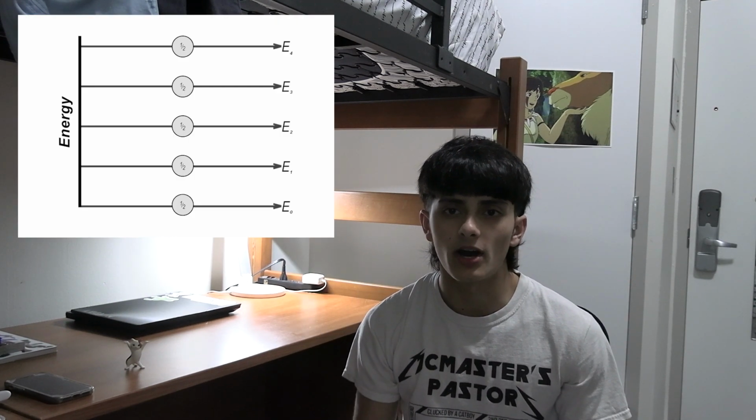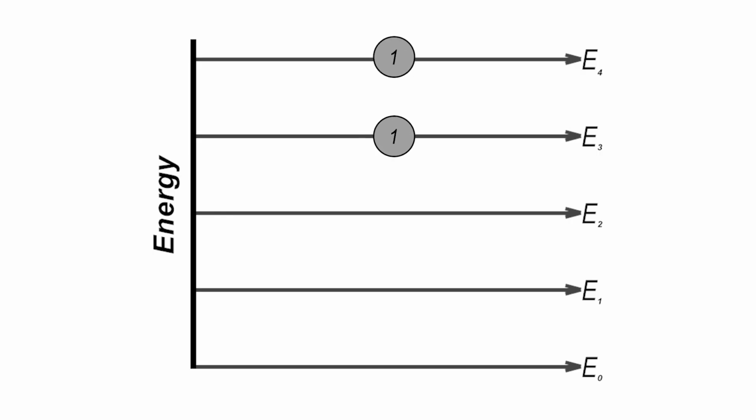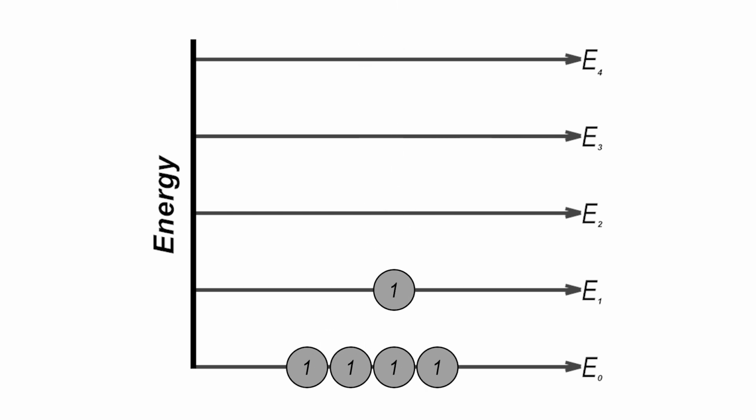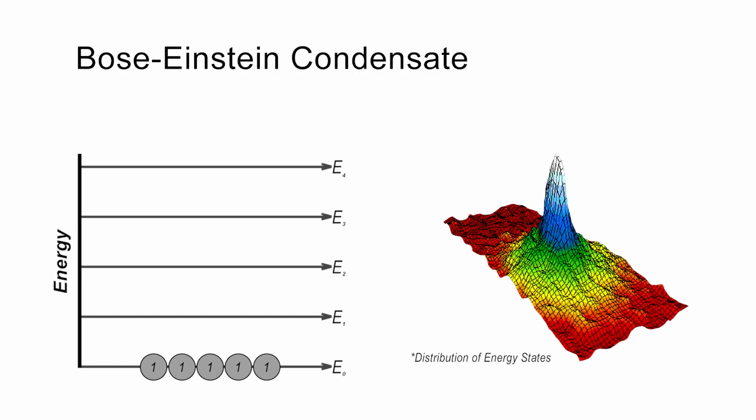So we established that fermions fill in the energy states from the bottom up because of the Pauli exclusion principle, but bosons don't have the same limitation. That means that instead of filling from the bottom up, they can all exist at the lowest possible energy state simultaneously. When bosons are concentrated like this, we unlock the fifth state of matter, Bose-Einstein condensate. You can see all the atoms concentrating around the same energy state.